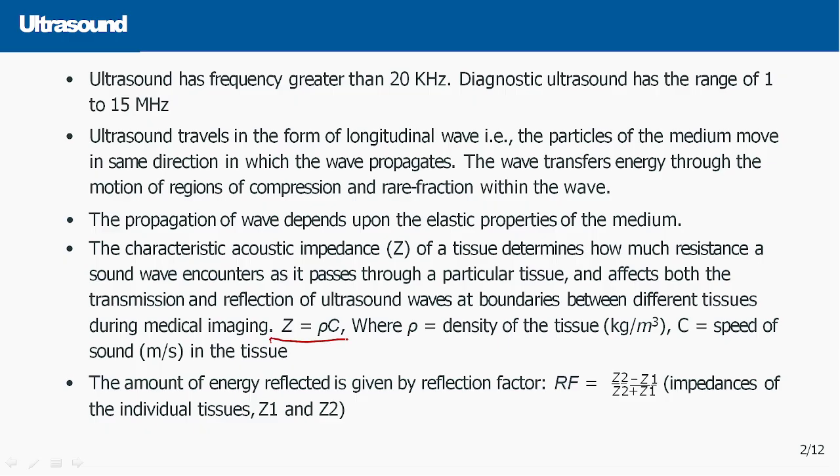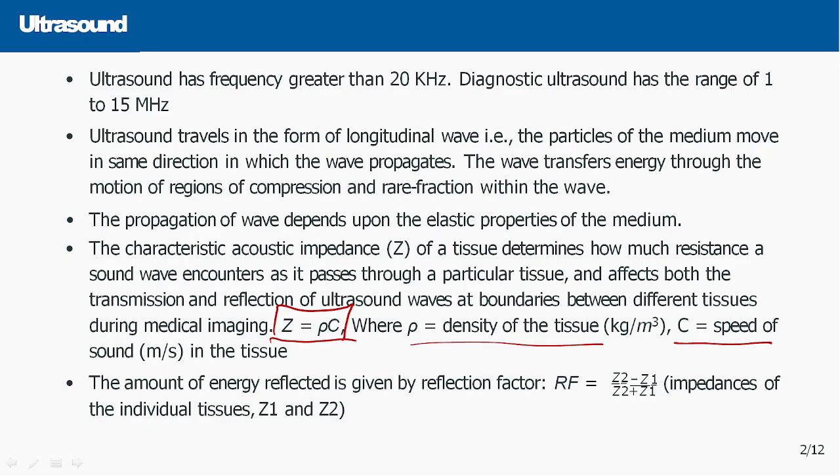This characteristic acoustic impedance can be given by the relation: Z is the characteristic impedance or acoustic impedance, equal to rho C, where rho is the density of the tissue and C is the speed of the acoustic signal or sound waves inside the tissue. So this is the fundamental relation. What is the acoustic impedance of a particular tissue? It can be determined by knowing its density and also the speed at which the sound is moving inside the tissue.